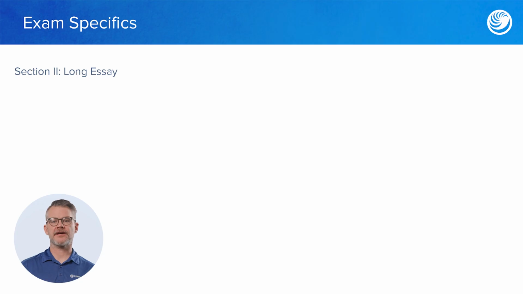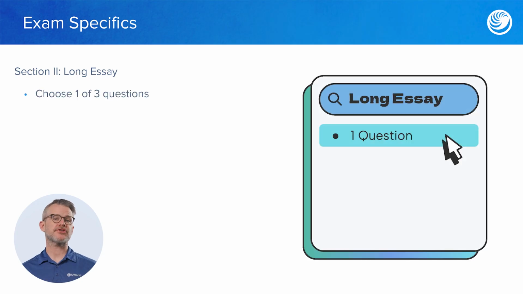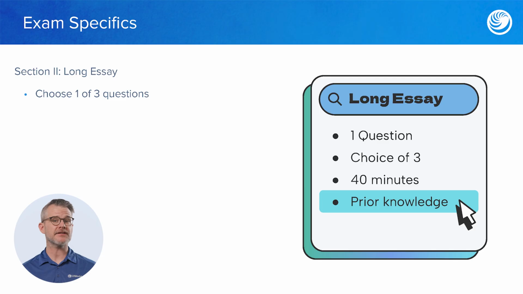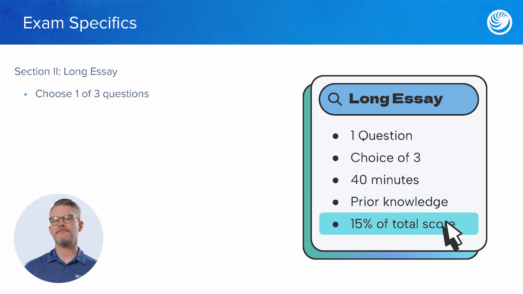Finally, the long essay question, or LEQ. Students choose one out of 3 prompts, usually one from the 18th, 19th, or 20th centuries. They'll have 40 minutes to write, and it does require prior knowledge of the concept to answer. This one question makes up 15% of the total exam score.